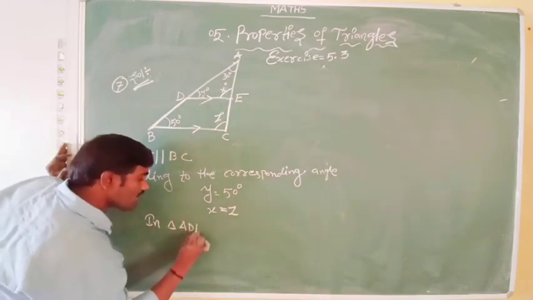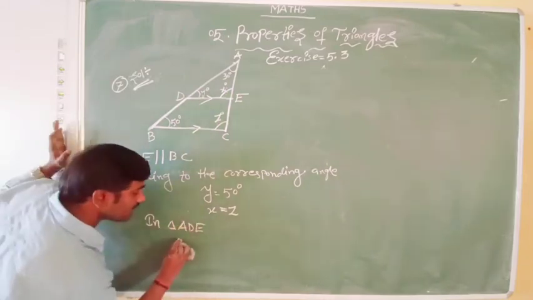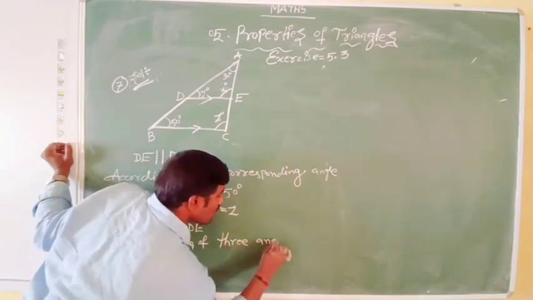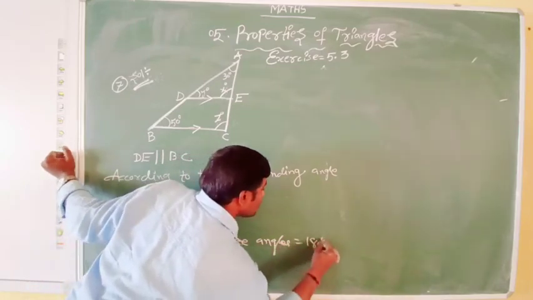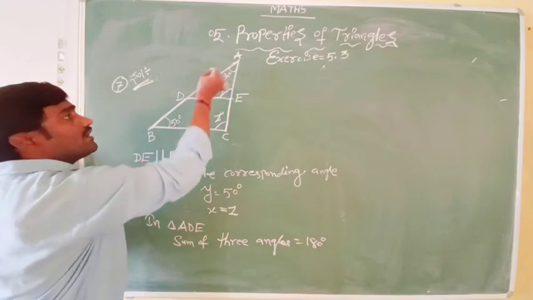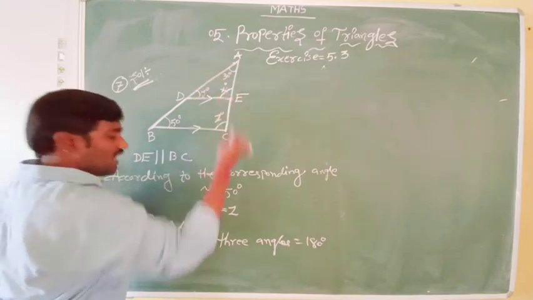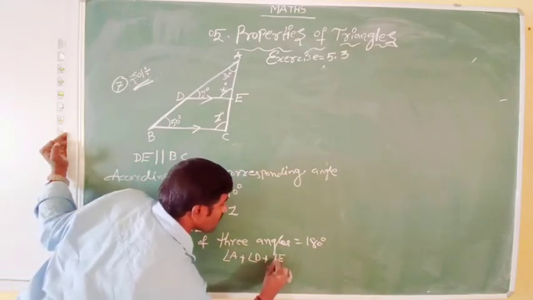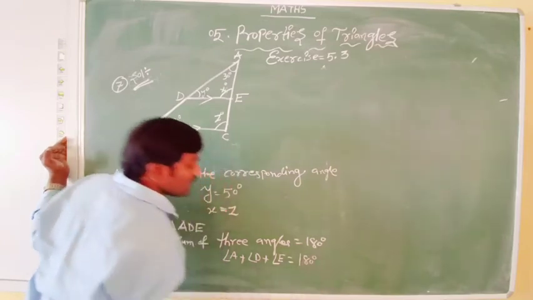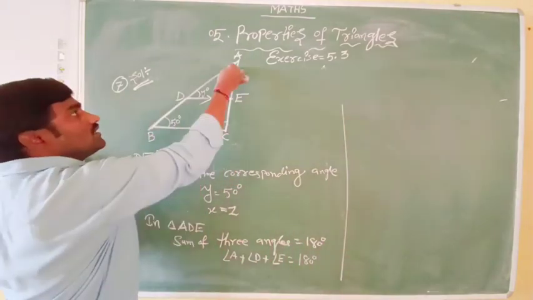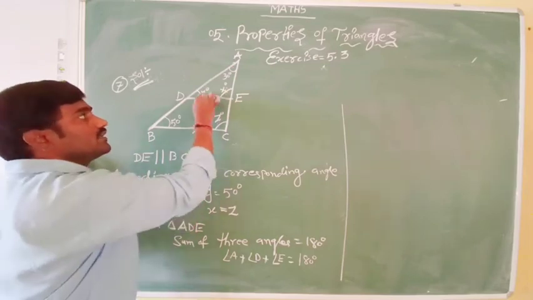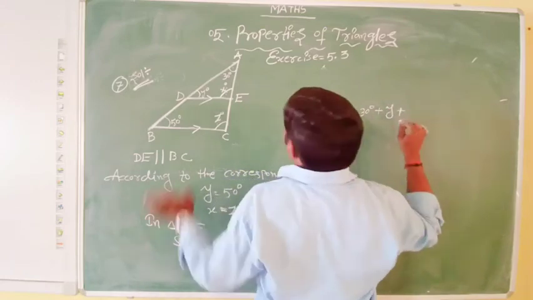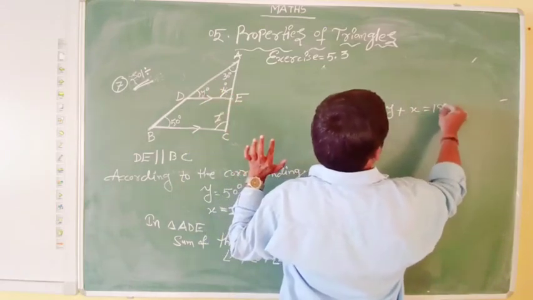ADE. In triangle ADE, the sum of the three angles equals 180 degrees. What are the three angles here? Angle A plus angle D plus angle E equals 180 degrees. So let's go for that. Here A equals 30 degrees, angle D is Y, and angle E is X, so 30 degrees plus Y plus X equals 180 degrees.